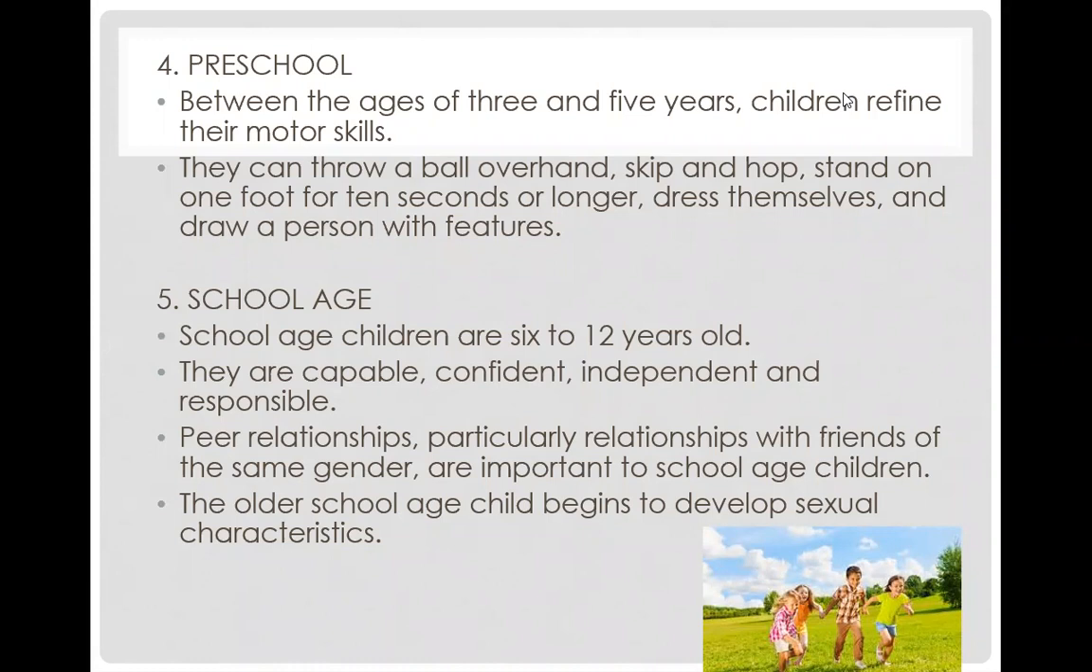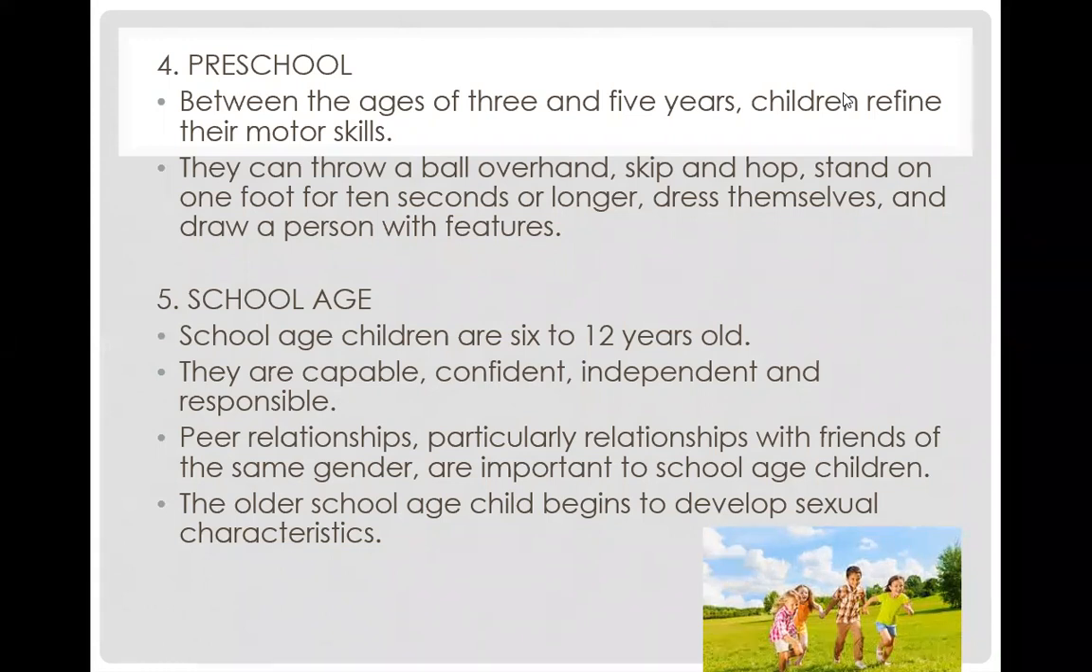Actually, 6 to 12 years here means a child is put into the school when he's 5 years old. So then, when he's 12 years old, he goes to grade 7. So school age children here are defined as 6 to 12 years old. So their capabilities are, they are capable, confident, independent, and responsible.